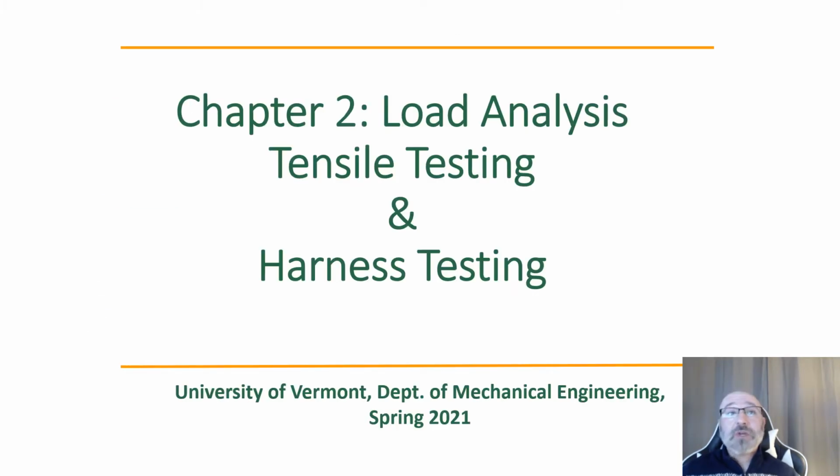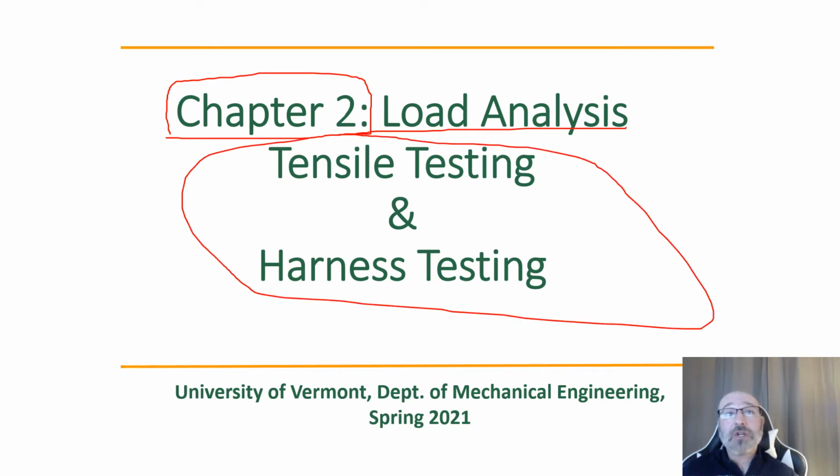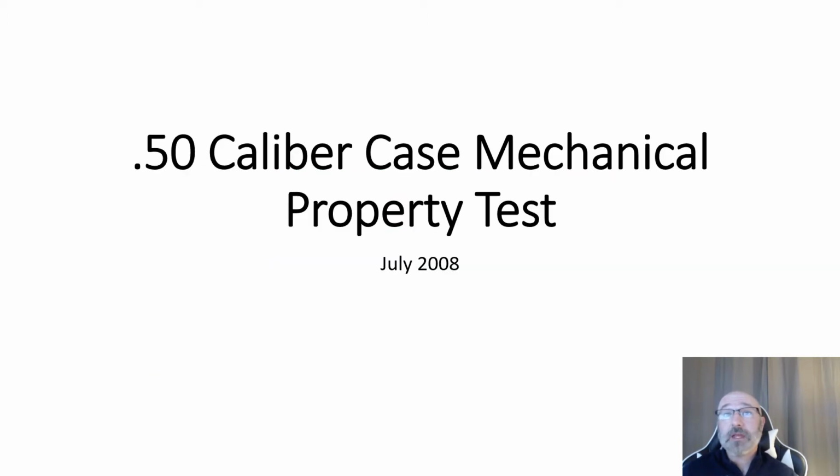With this module, again, we'll wrap up Chapter 2. Next week, we'll start with Chapter 3. Chapter 2 had to do with load analysis and some tensile testing. So I'm going to take a look at these practical applications related to my research for some tensile testing and hardness testing. In particular, the test I want to talk about here is a 50 caliber casing test that I did where we're looking at the mechanical properties.